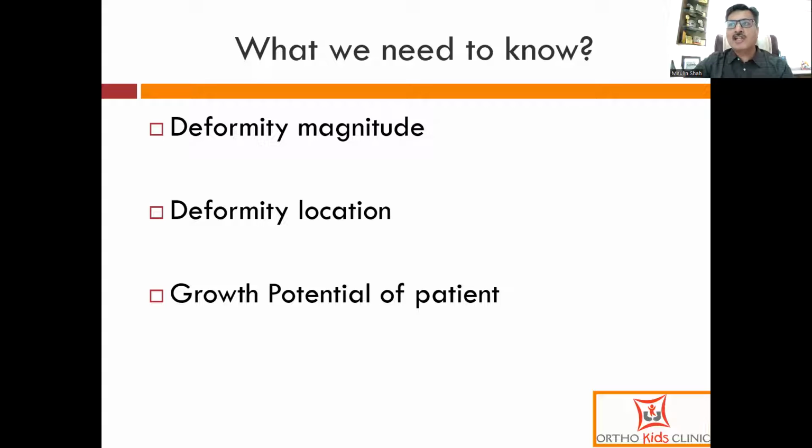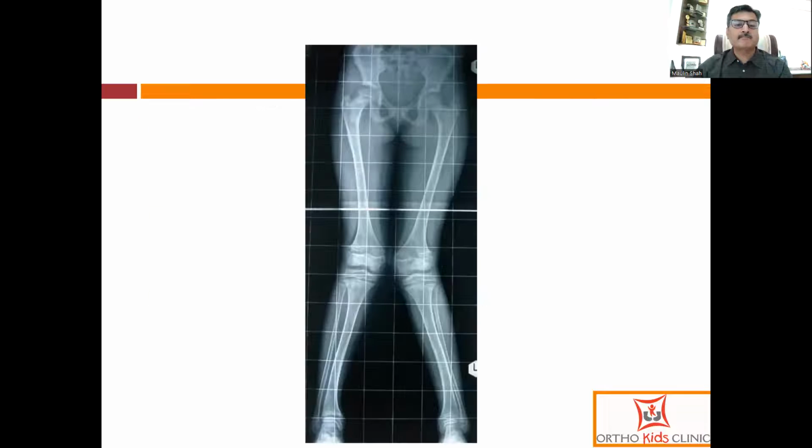At the same time, physeal health is also important. There are some patients with very sick physis. We see the corrections are very slow, and in some patients with achondroplasia, they do not correct at all. So one should also be aware of the state of the physis.